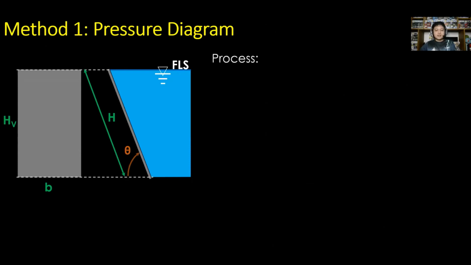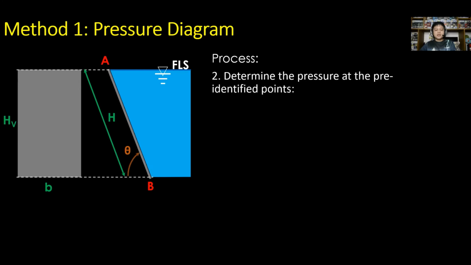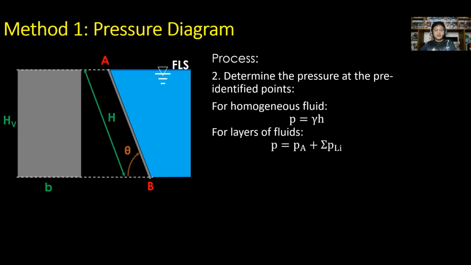So for the process, first, identify points at top and bottom of the submerged plane. For this sample, we will consider points A and B. Next is to determine the pressure at the pre-identified points. For homogeneous fluid or single fluid, use P equal to gamma times H. For layers of fluids, consider P equal to P sub A plus the summation of P sub Li.